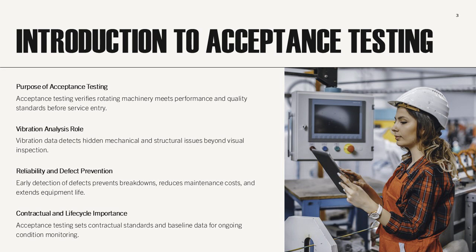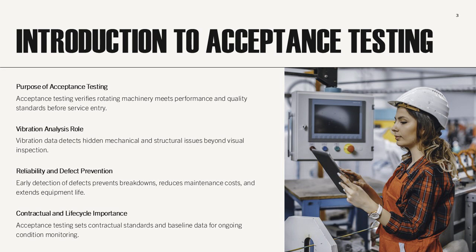Acceptance testing is a critical engineering practice used to verify that rotating machinery meets defined performance and quality requirements before it is formally accepted into service. In the context of vibration analysis, acceptance testing focuses on identifying mechanical, electrical, and structural issues that may not be visible through visual inspection alone. Vibration data provides direct insight into the dynamic behavior of machines such as motors, pumps, fans, compressors, and gearboxes, making it one of the most effective condition-based acceptance tools available to engineers.